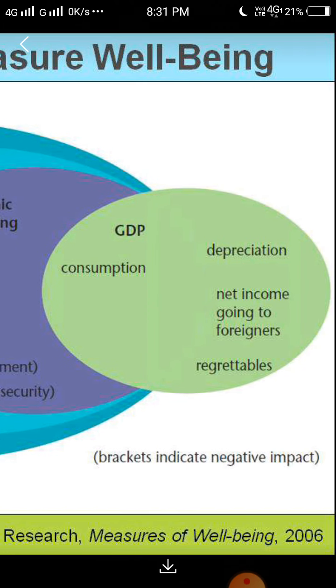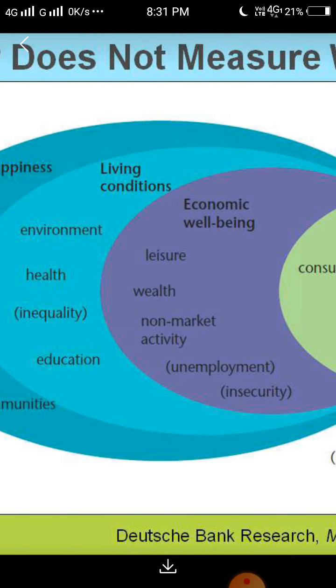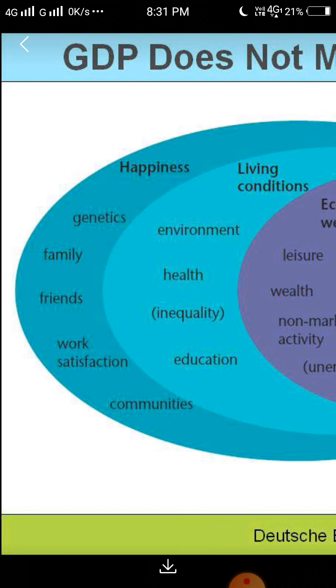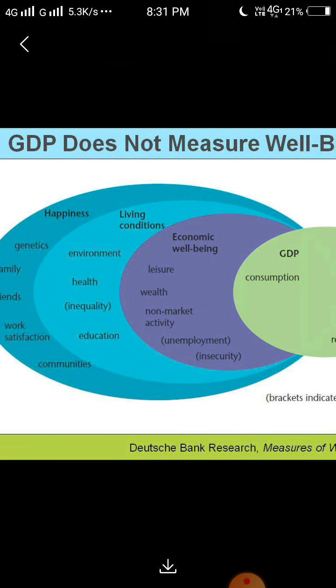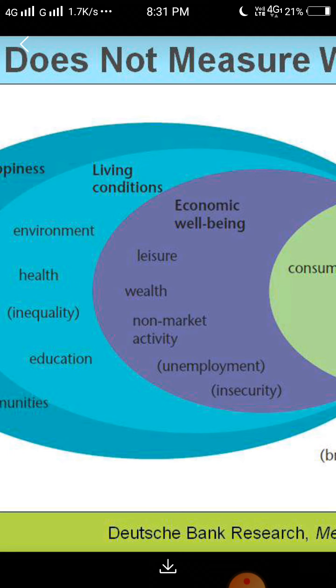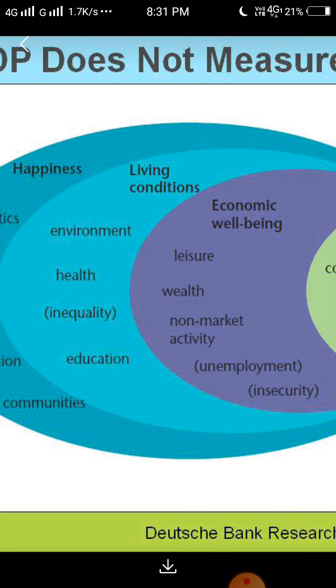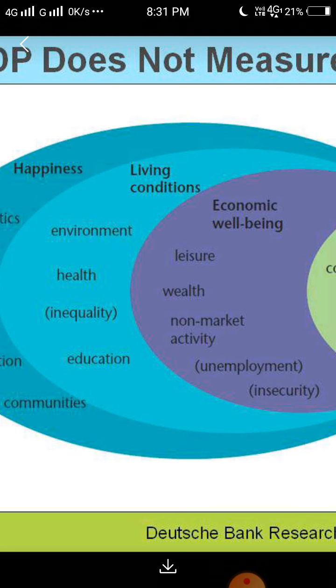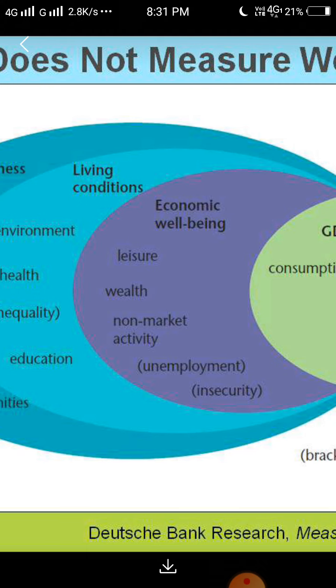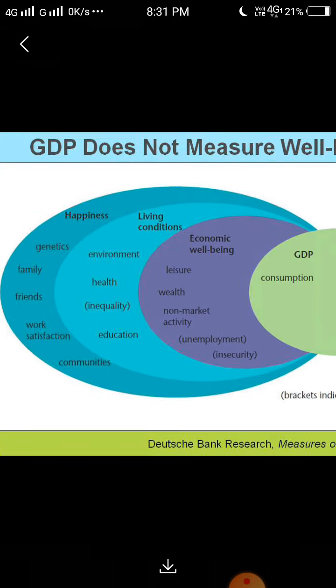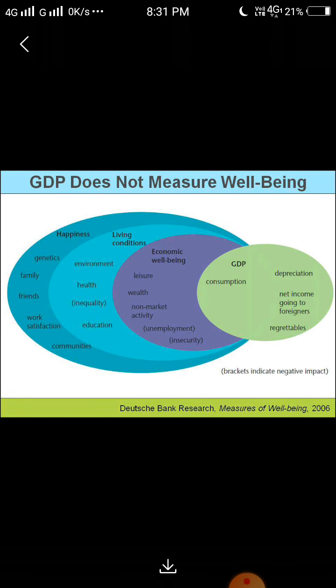These are some of them: depreciation, net income going to foreign, regrettables, consumption, happiness, genetics, families, friends, work satisfaction, consumer. These are all what GDP measurement leaves out. Living conditions: these measure the living conditions, what kind of environment, health, inequality, education, economic well-being, leisure, wealth, non-market activity, unemployment. These are what GDP does not measure in well-being, right?